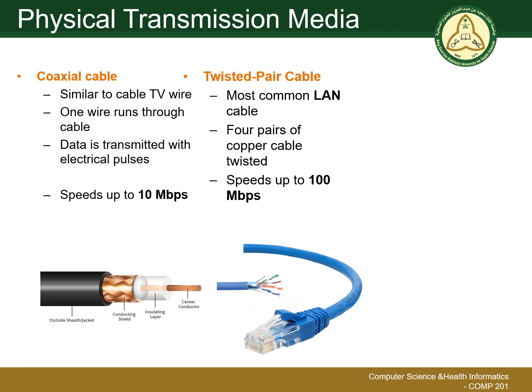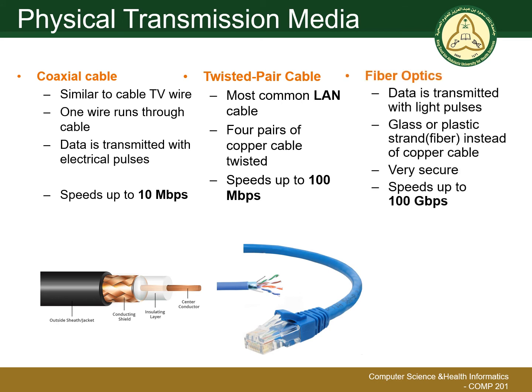As you see here, those are 4 different pairs of twisted pair for transmitting data. The thing is, the distance of data being transmitted here is less than the distance here. Speed here is larger or bigger than here.